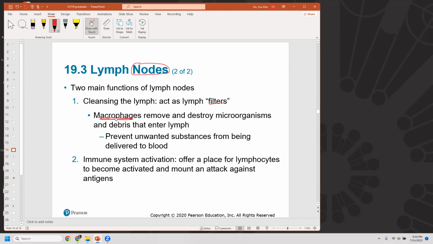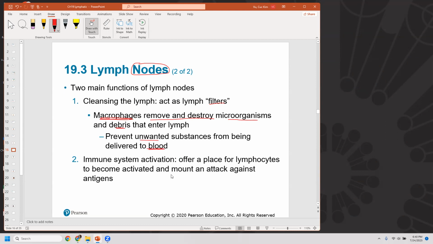So the macrophages are stationed in the nodes that help to remove and destroy things that shouldn't be in there, particularly pathogens. Okay? And they also remove debris. And they essentially prevent things that shouldn't be in your blood. They help clean your blood in a different way than the urinary system does, essentially.